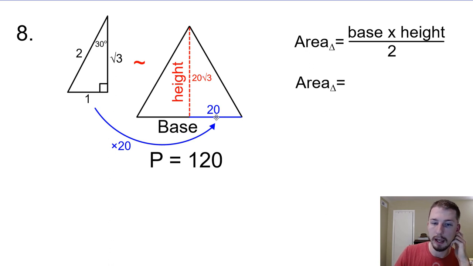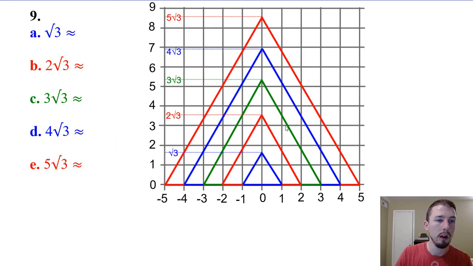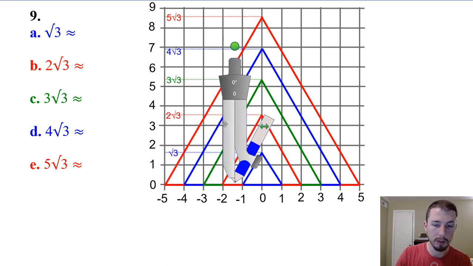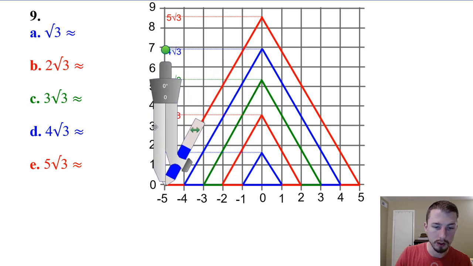Well, our base is going to be 40 times our height of 20 rad 3, which is going to be 800 rad 3, then divided by 2, which will give us 400 radical 3, which will be your answer for the area. All right, number 9. So we would normally use compasses on this one, and it's pretty fun, but because you guys don't have compasses, I just constructed it for you.